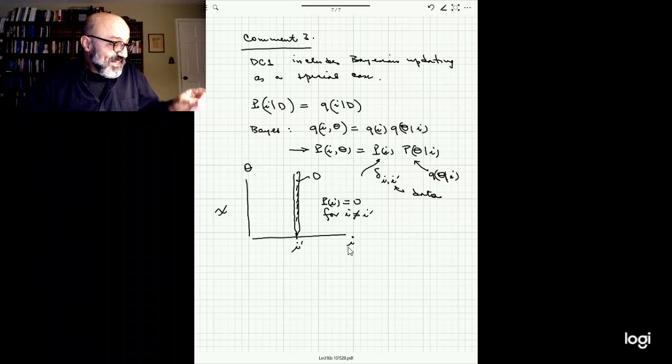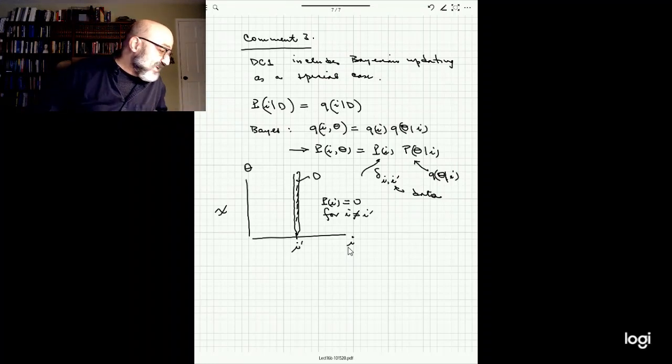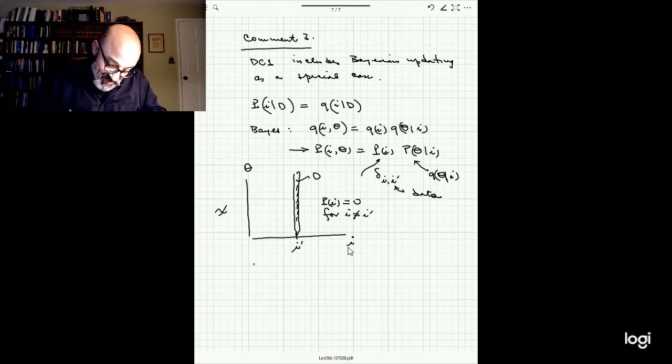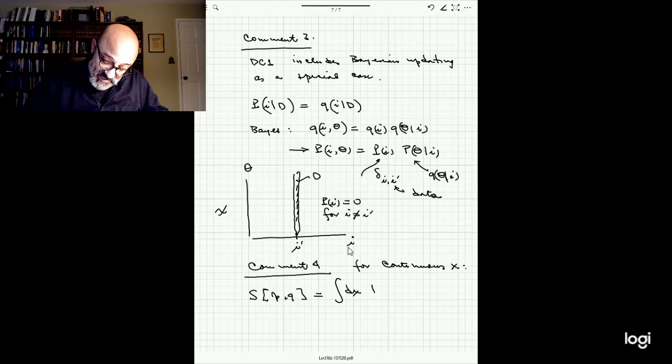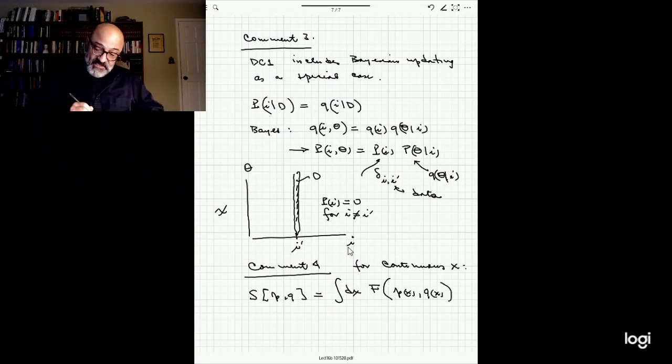Finally, what other comment can we offer about this? Yes, if you want to figure out what happens in the continuum, you get something like this. For a continuous variable, the entropy then takes the form of a sum of this function that depends on probabilities. Sorry, I should write this as a function, right? f(p(x), q(x)). That's what it becomes.